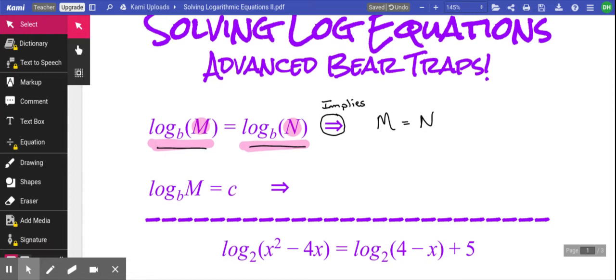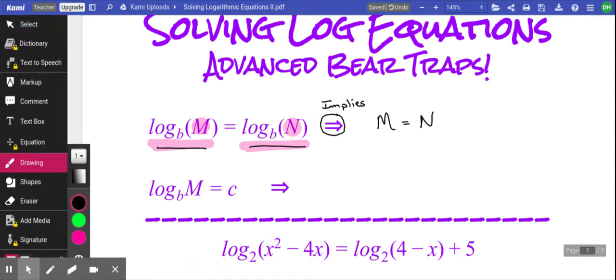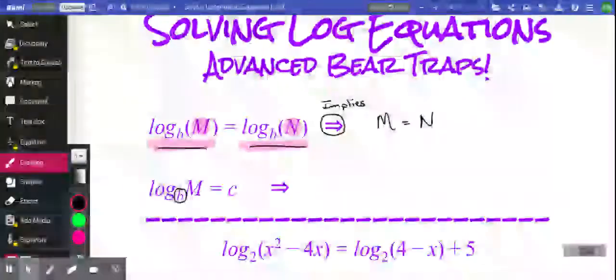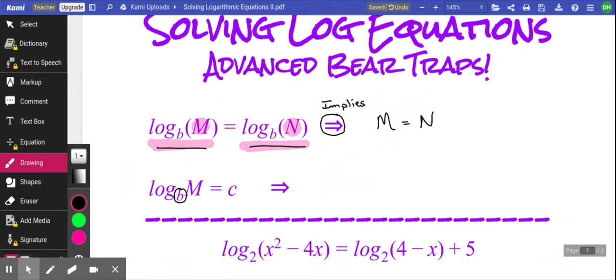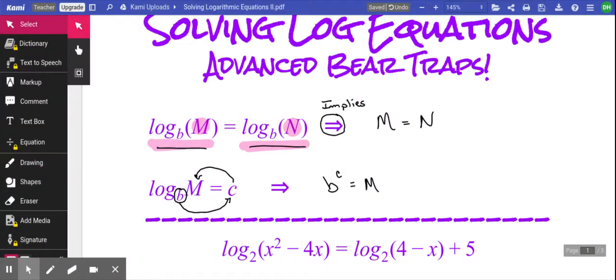Or the other idea is that there's only logs on one side, and then what we're going to do is convert it into an exponential equation, and we like to use a technique called around the world. We'll circle our subscript here, our base, and that's our cue for our starting spot. We're going to go the long way around, raise b to the power of c, and then set that equal to the quantity m. So it would look like this: b raised to the c equals m. We're going to be doing one of those two maneuvers throughout all these problems.